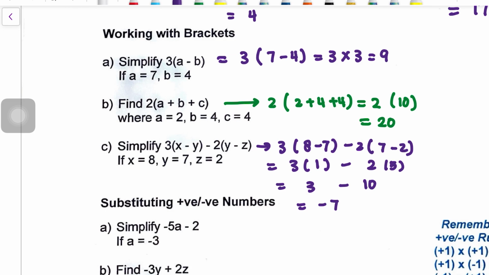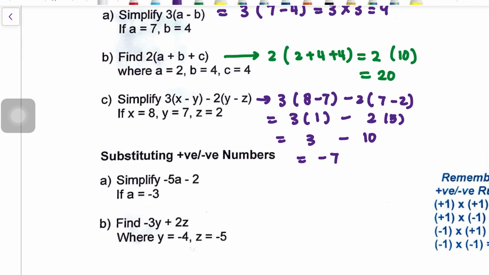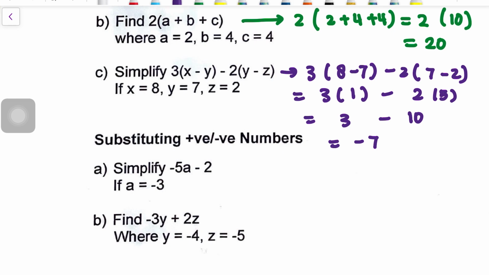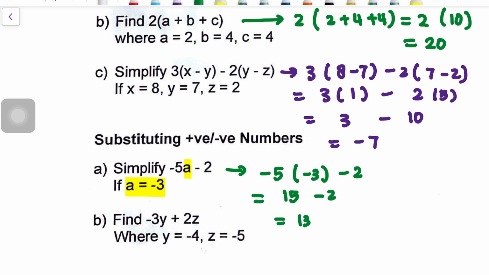Now, we are going to continue working on substituting positive and negative numbers. Alright, track with me. Part A, simplify negative 5a minus 2 if a is negative 3. So when you see a, you are going to replace or substitute that with negative 3. Let's do that. So here I've got negative 5, I see a, I can replace it with negative 3 and take away 2. So negative 5 times negative 3 is positive 15. Take away 2, that will be 13. And that is the answer to question part A.